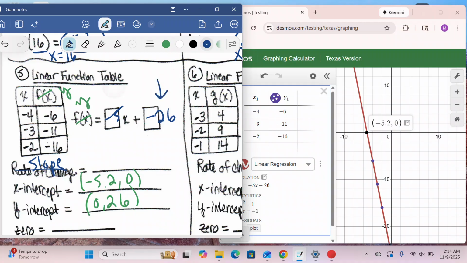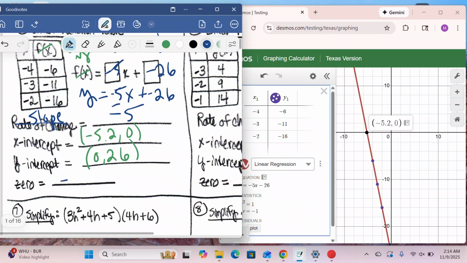This would probably be a drag and drop, so the way I would write it is y equals negative 5x plus negative 26, which is the same thing as minus 26. So my slope is right here, negative 5. So my slope is negative 5. And my 0, if I look at the equation, it is negative 5.2. That is my 0.